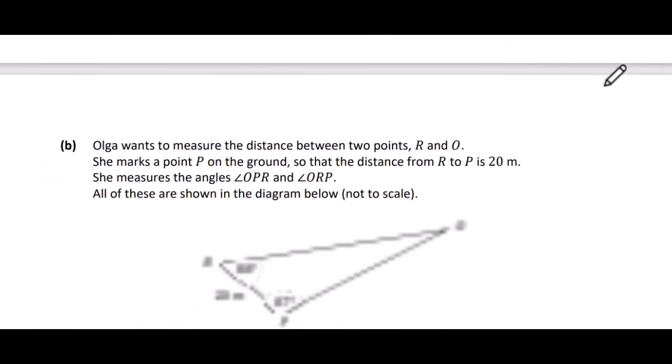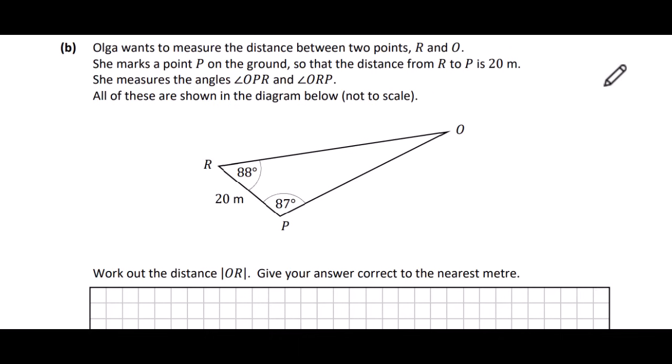Let's have a look at the next question then. B. Olga wants to measure the distance between 2 points R and O. She marks the point P on the ground so that the distance from R to P is 20 meters. She measures the angle at P and R, so 88 and 87 degrees. All of these are shown in the diagram below, not to scale. Work out the distance OR, so this distance along here. Give your answer correct to the nearest meter.